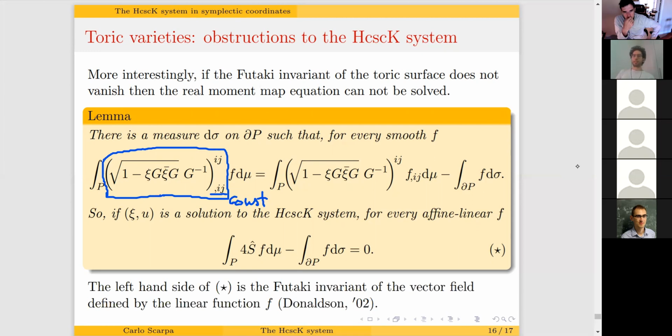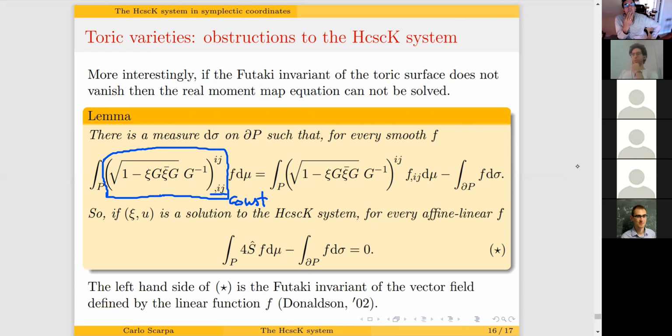And as I was mentioning before, this is just the Futaki invariant of the toric surface. So this is precisely the same condition that you find if you analyze the cscK equation rather than the Hitchin-cscK system. We did not expect this, but it turns out that the Futaki invariant is an obstruction to much more than the cscK equation by itself.